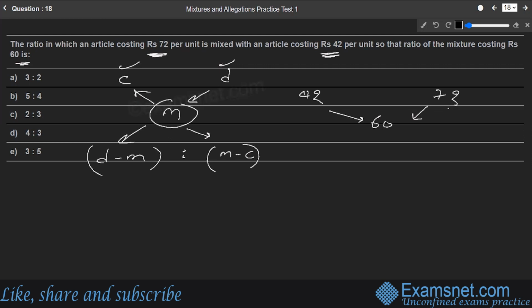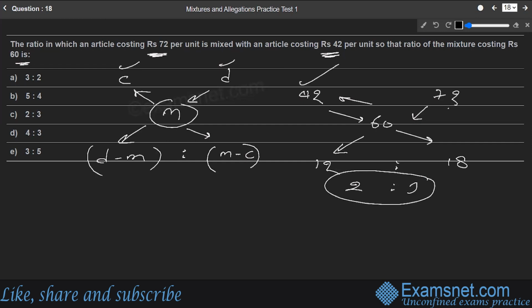So we do 72 minus 60 and write it down here. That is nothing but 12. Then we do 60 minus 42 and write it down here. That is nothing but 18. So the ratio 12 is to 18 is nothing but 2 is to 3. So 2 is to 3 should be the ratio in which the 42 rupees per kg article is mixed with the 72 rupees per kg article, and the resultant mixture will have a price of 60 rupees per kg. So the right answer is option C, which is 2 is to 3.